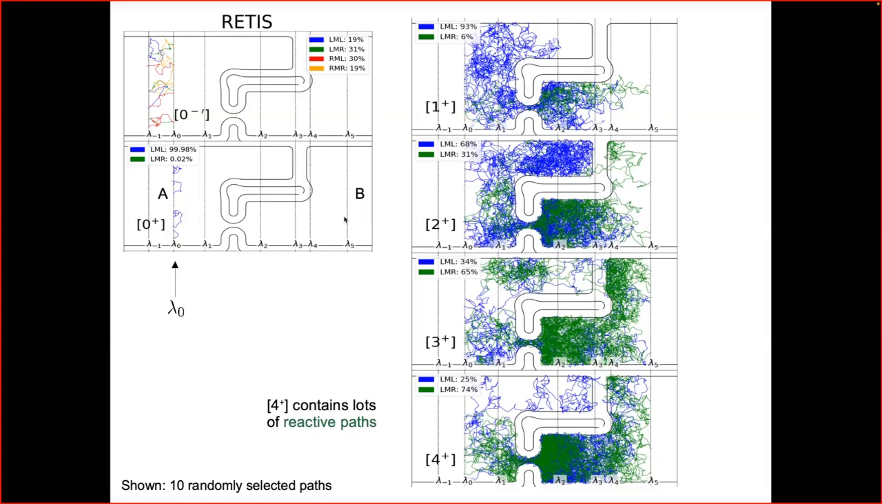Now that changes if we look at the other ensembles. In ensemble 1 plus, we do have a few reactive paths, the green ones. In 2 plus, that's also the case. In 3 plus, 4 plus, we even have many more reactive paths. And you can see that the reactive paths can be going over the energetic barrier, or they can be going through the entropic barrier.